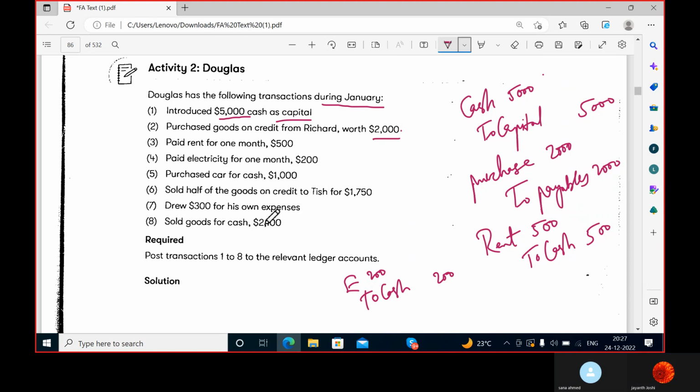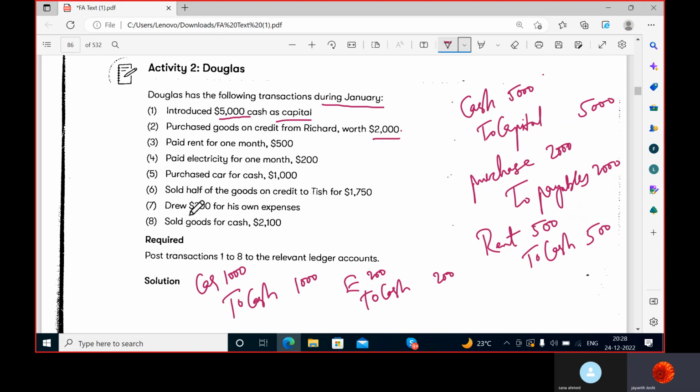Now, Fatima, you answer me the next one. What could be the entry for purchased car for cash? Car is an asset, correct? Yes, sir. So asset is increasing and again one asset is decreasing, that is cash. Cash is decreasing. So 1,000, 1,000. Car to cash. Cash is credit because asset is decreasing. We have an increase in asset as well as a decrease in asset.